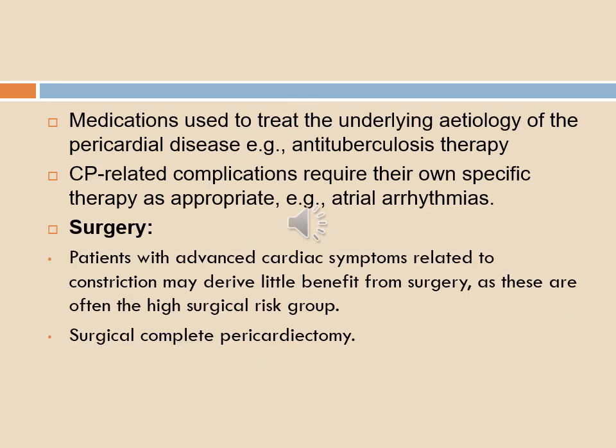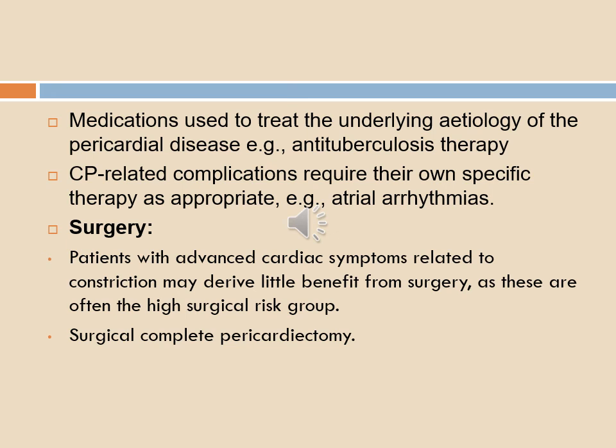The most important are the medications used to treat the underlying etiology of the pericardial disease itself, such as anti-TB therapy if the cause was a bacterial infection of tuberculosis, and the treatment of the complications is also very helpful. If we have atrial arrhythmias, you should direct the treatment to the arrhythmia itself.